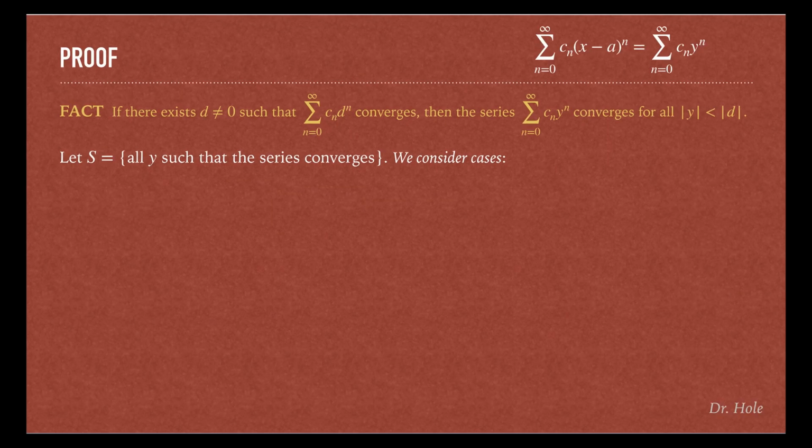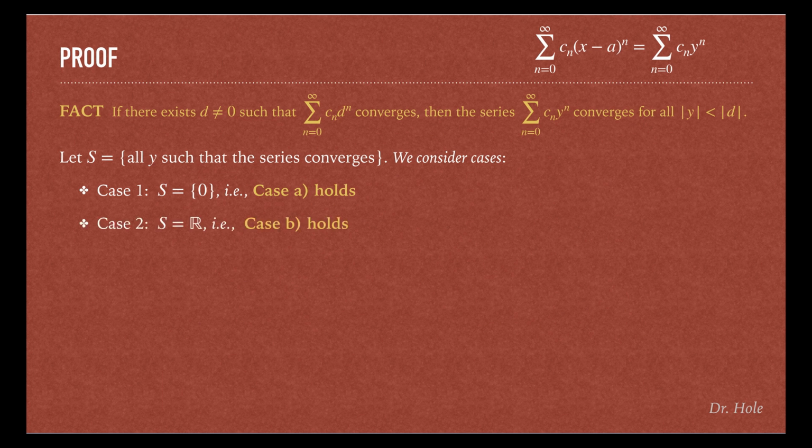And we'll consider cases. The first case is that the only place that we can plug in is the center. And that's exactly corresponding with case A in the statement of the theorem. Another case would be letting the set of all y's that converge be the entire number line. And that is case B of the statement of the theorem. So case 3 is going to be the in-between case, not just the center and not the entire number line.